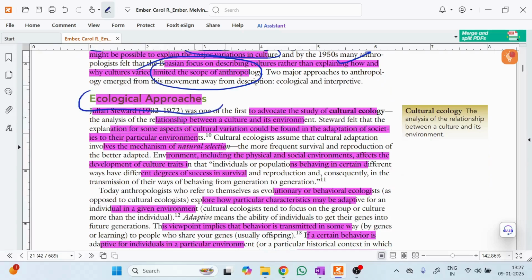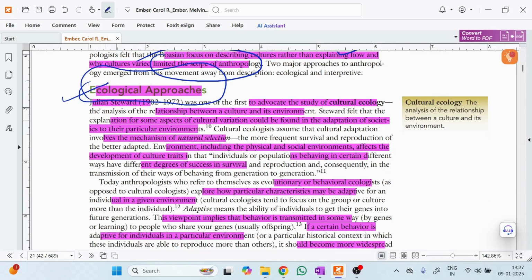Then let's proceed on to ecological approaches. It was Julian Steward who first advocated the study of cultural ecology, which means the relationship between a culture and its environment. And he felt that the explanation of some of the cultural variation could be found in the adaptation of a society to its particular environment, because it involved the mechanism of natural selection. We can see its example in terms of biological races, or even in terms of body fat.